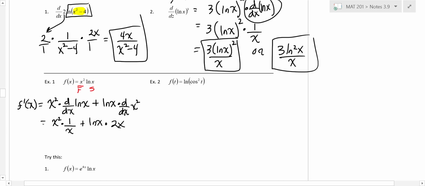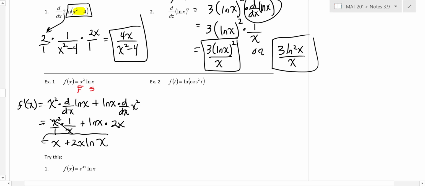2x, right? Okay, that's it. Now we've got to simplify it. One thing you'll notice is that one of those x's will cross out. That will leave you an x plus, and then I would prefer that you write the 2x in front of the natural logarithm. And that's an okay answer.